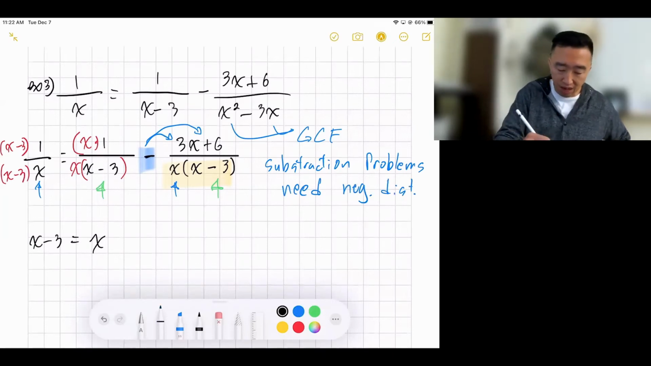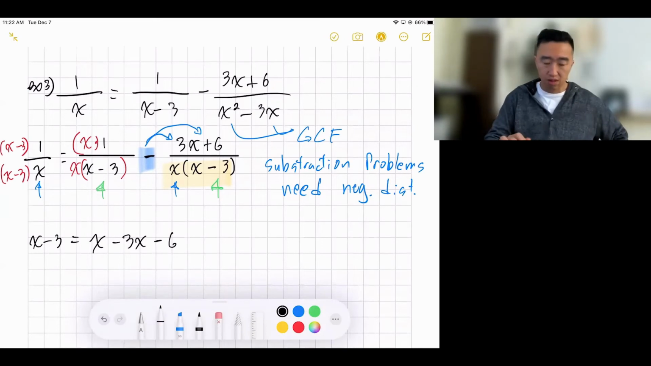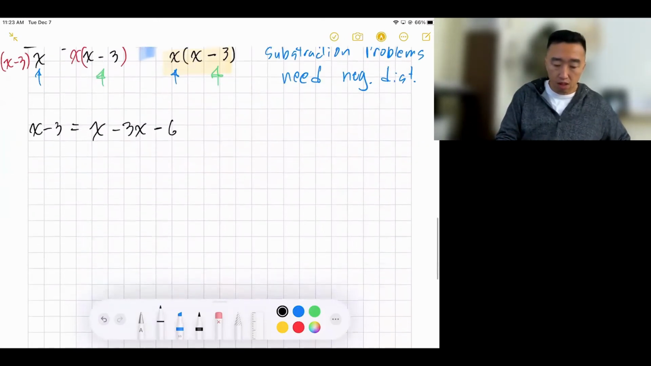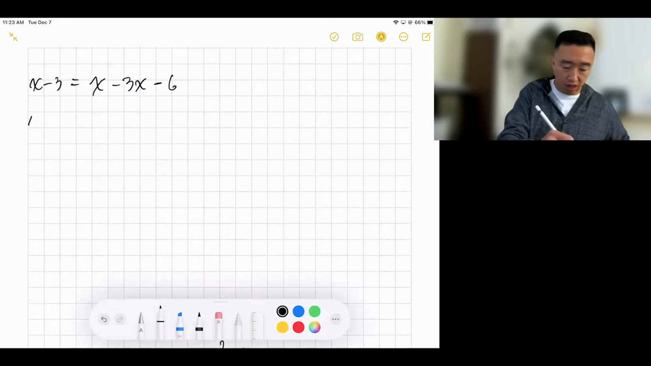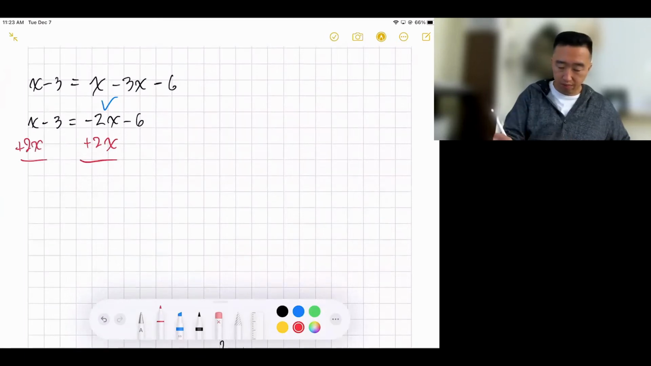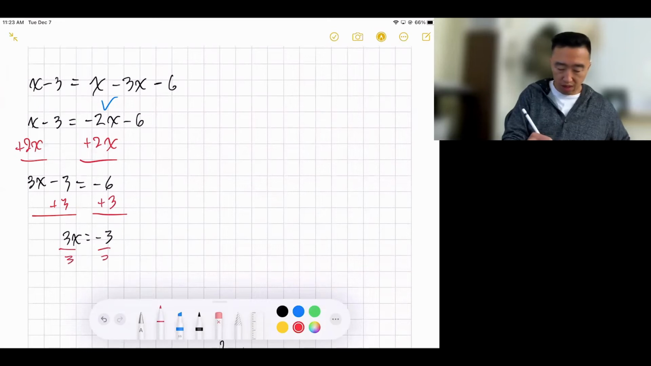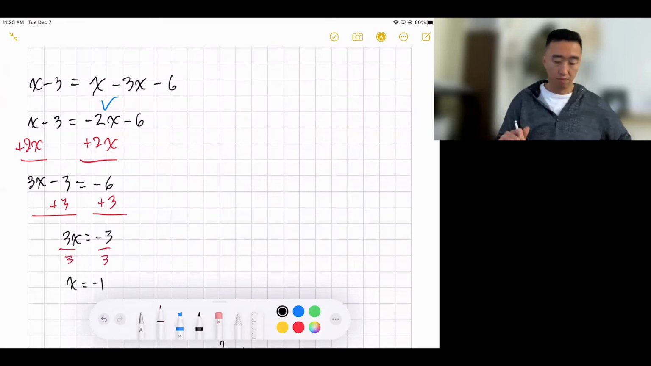So that means that that becomes a negative 3x, and the 6 also becomes a negative. Okay, because originally they were positive, right? So from there on, check it out. Combine like terms, negative 2x minus 6, right? We bring those two together. I'm gonna go ahead and add 2x on both sides. You get 3x minus 3 equals negative 6. I'm gonna go ahead and add 3. 3x equals negative 3. I'm gonna divide by 3. x equals negative 1.